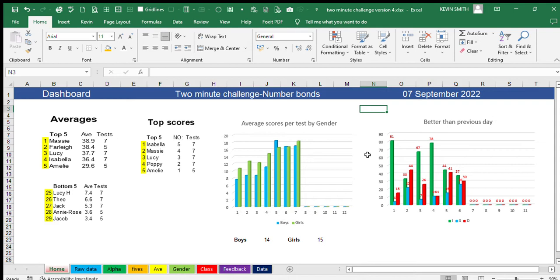So this all came about when I was in a school, and this Year 2 class had a 2-minute challenge on number bonds every day. The teacher was just recording it on paper and not getting any information about how the class were doing, how the genders were doing, how individual children were doing, unless she just looked at it for a long time. So I decided to make this program.